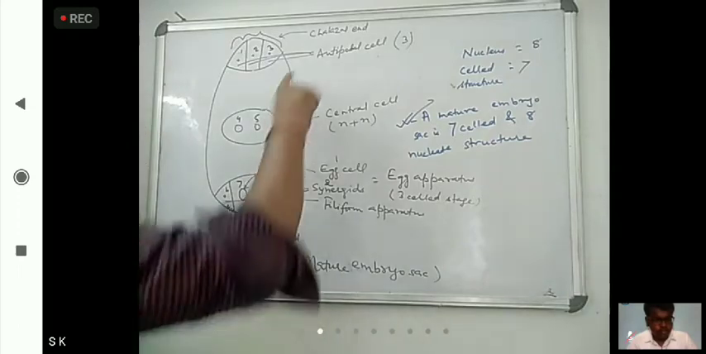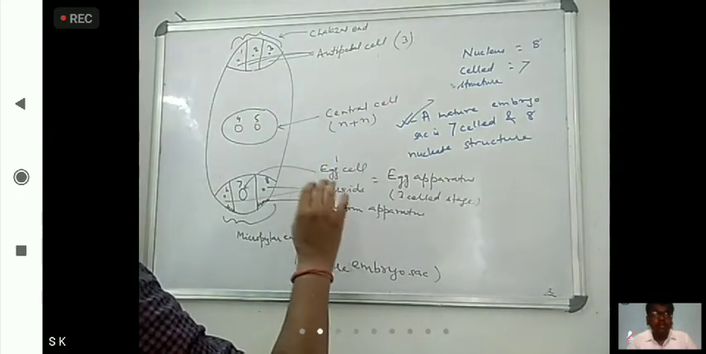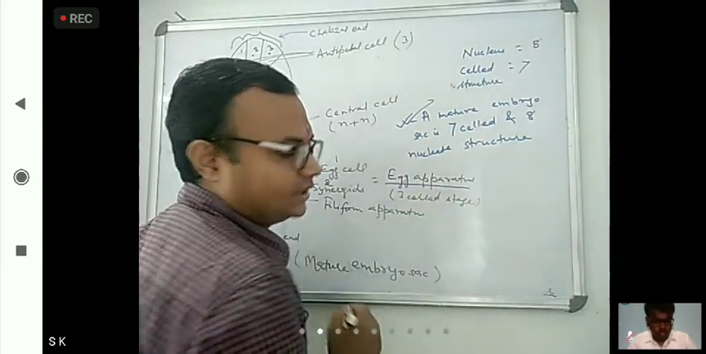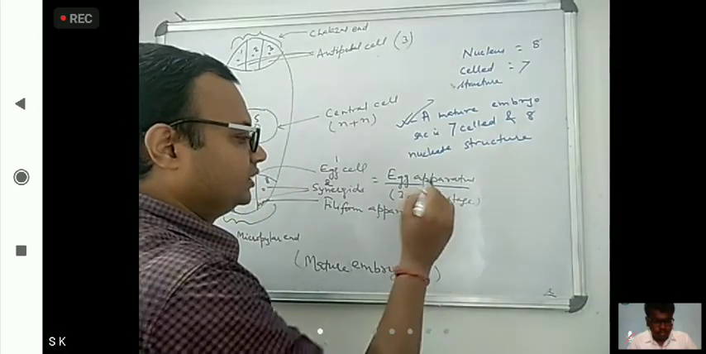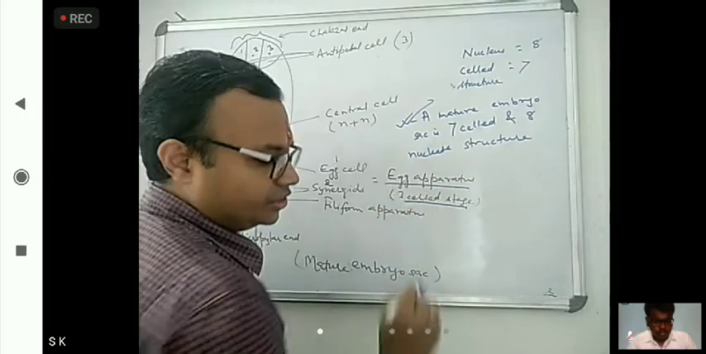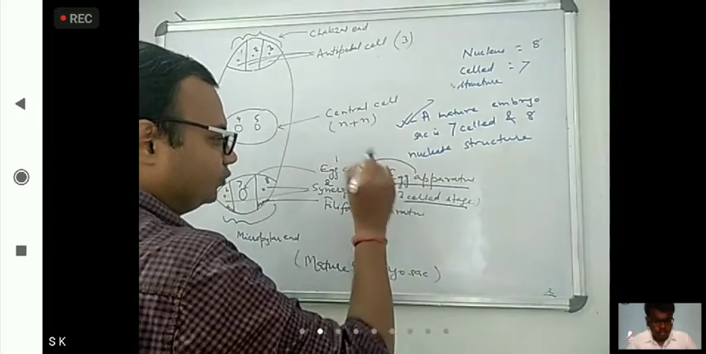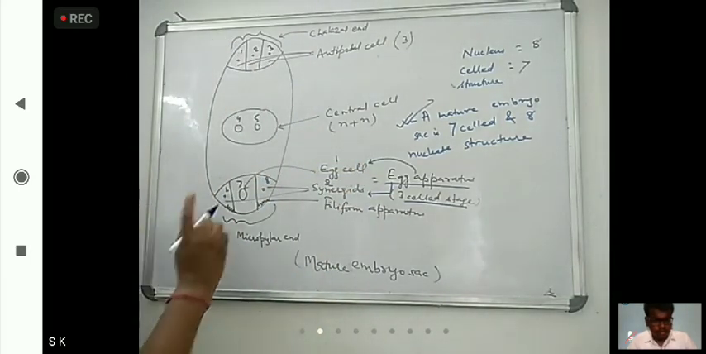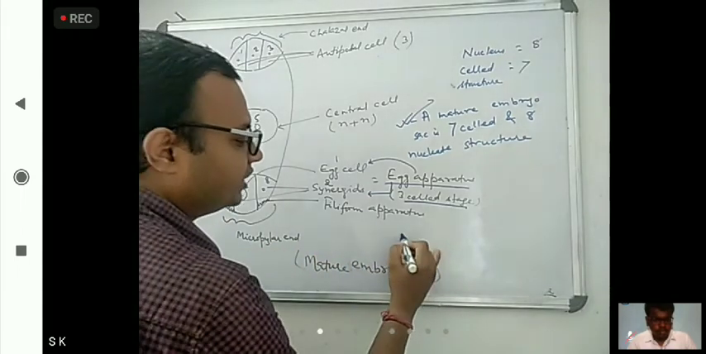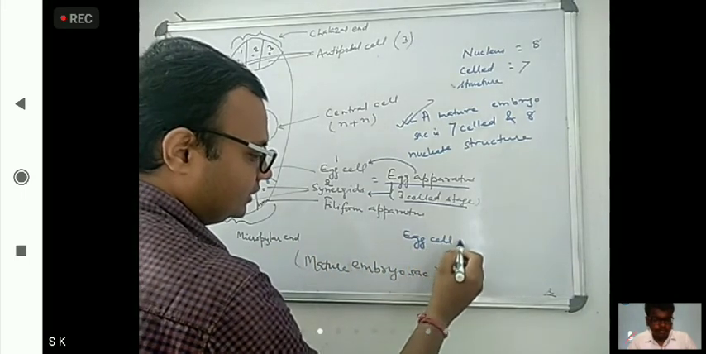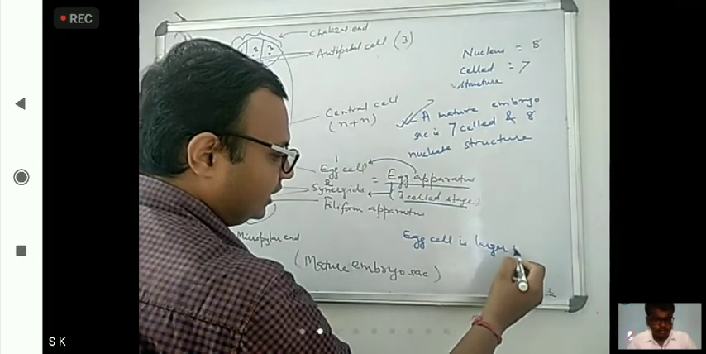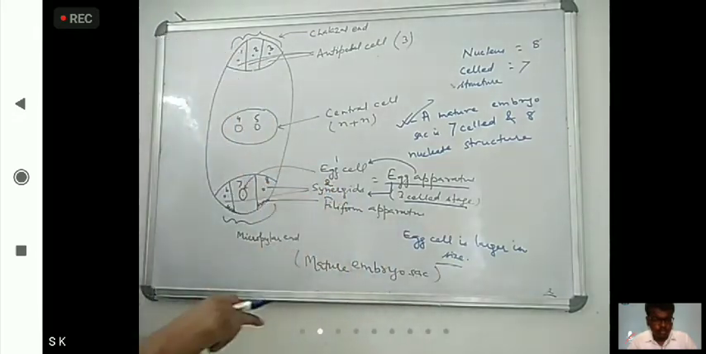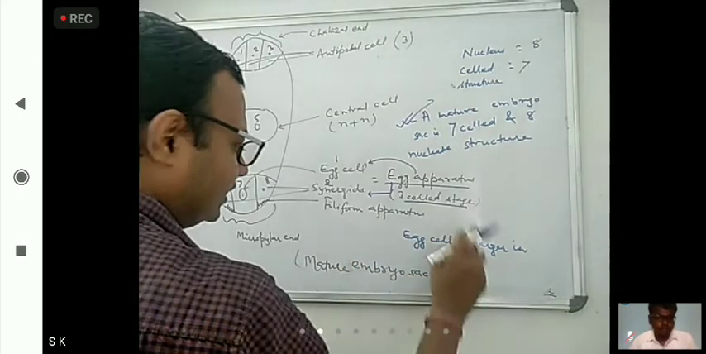Okay. Now we will come one by one. What is antipodal cell, egg, synergids? Now here you have to remember also that the egg apparatus is a 3-celled structure that contains 1 egg cell and 2 synergids. Every time you can see the egg is bigger. The egg cell is larger in size compared to the other cells.